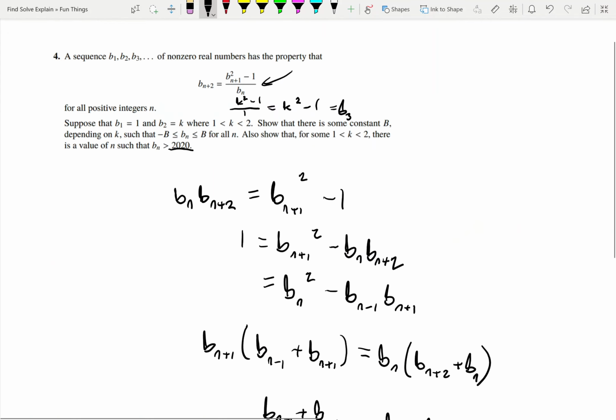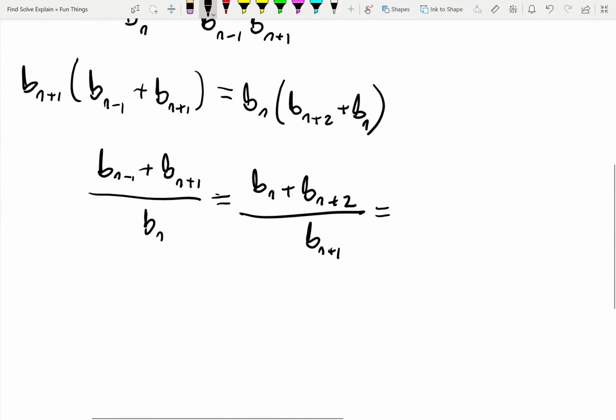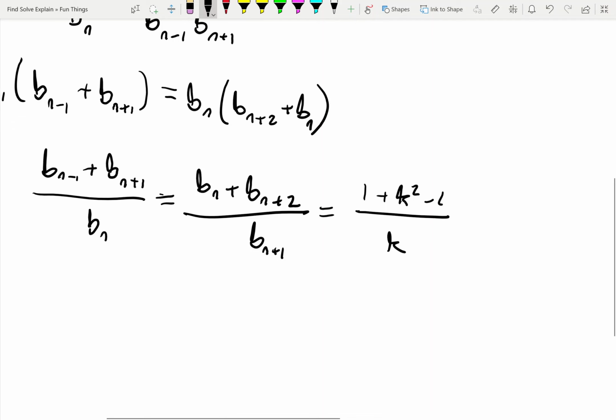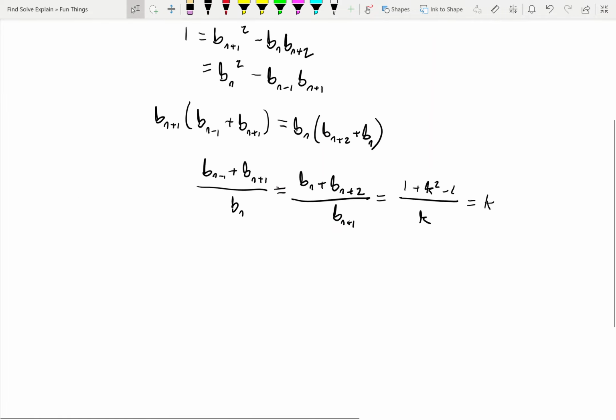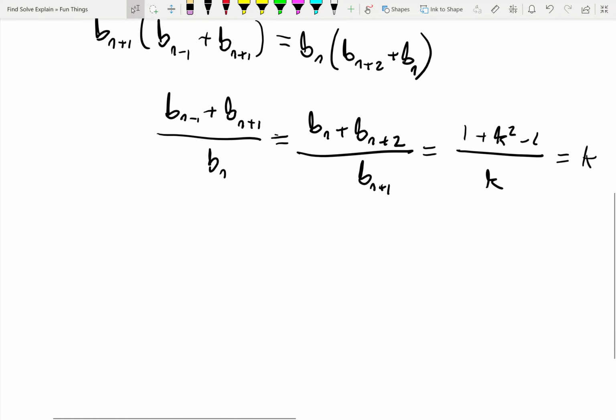Now we can apply the formula that we learned, which gives us that 1 plus k squared minus 1, over k, is equal to some constant. Thankfully, this constant is just k. This makes our life much easier. So now we know that there's this common term. We can expand out this expression once again.